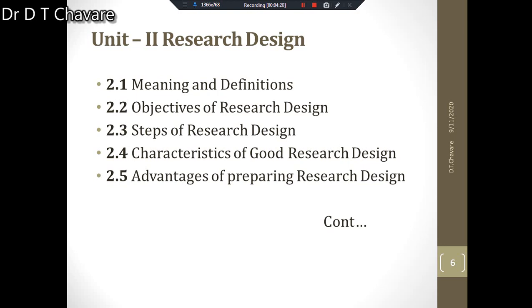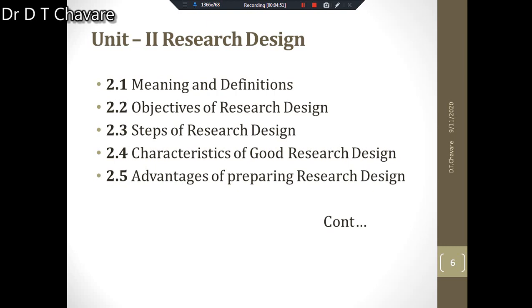Then the second point is objectives of research design. It means why research design is there, what are the different objectives of research design. Those objectives also we have to study in this point. Then point number 2.3 in this unit number 2, the third point, steps of research design. What are the different steps of the research design? Those steps also you have to study.